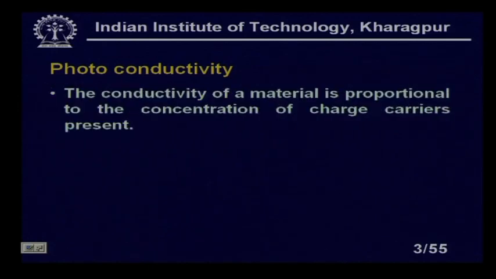Photoconductivity. What is photoconductivity? The conductivity of a material is proportional to the concentration of charge carriers present. Conductivity basically depends on the charge carriers. In the case of metals, we have some fixed amount of charge carriers, which is thermally generated. In the case of semiconductor devices, these can be varied depending on incident light, which will change the resistance, and obviously the photocurrent also will change.